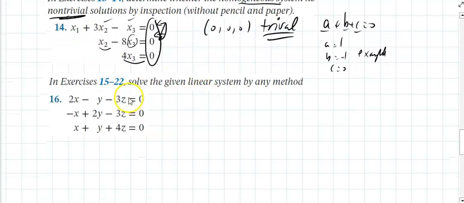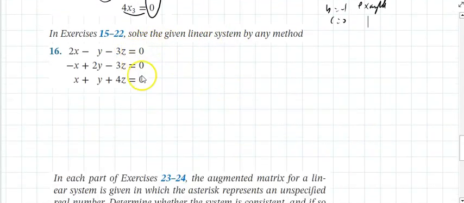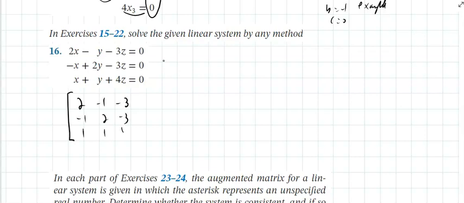Here's another system right there. Solve the given linear system by any method. Okay, well, this is homogeneous, right? That means all of these are zeros. And we'll talk more about that when we meet next time in class, how this plays. Let's solve it. This is 2, -1, -3, -1, 2, -3, 1, 1, 4.